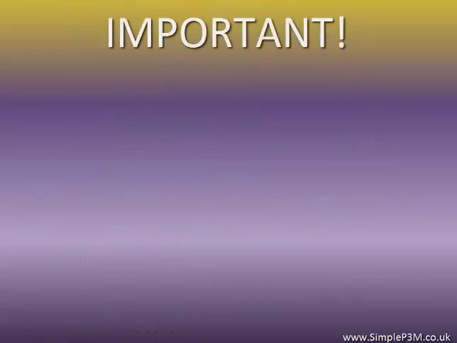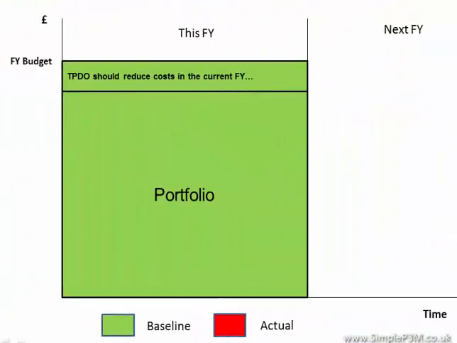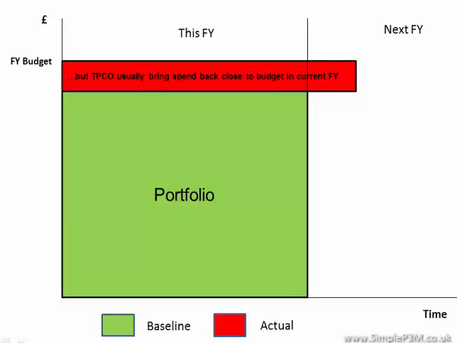Now follows a very important point. The total cost of projects overrunning, which we termed TPDO, should result in a deficit compared with the corresponding financial year budget. However, this is masked by the total cost of projects going over budget, which we termed TPCO, within the financial year, often resulting in something close to the budget being spent.